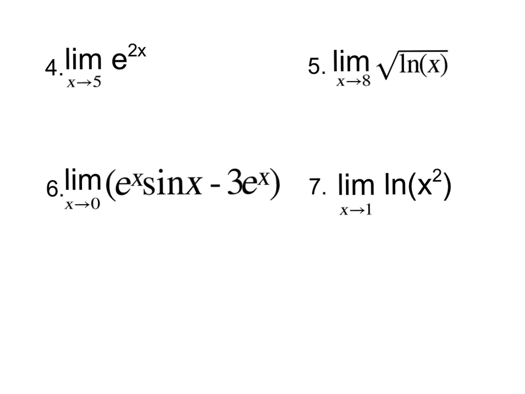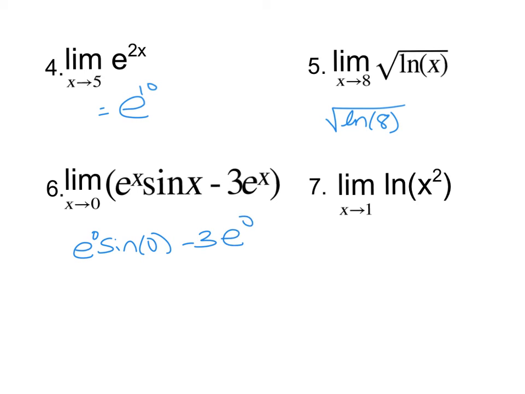All right, pause the video. You can do these. These are super easy. All right, number 4. Again, the answer might look weird, but it's okay. We're just plugging in. e to the 10th is e to the 10th. The square root of the ln of 8, some weird decimal. See this one, e to the 0 times sine of 0 minus 3e to the 0. So sine of 0 is 0, e to the 0 is 1, so you just get negative 3.